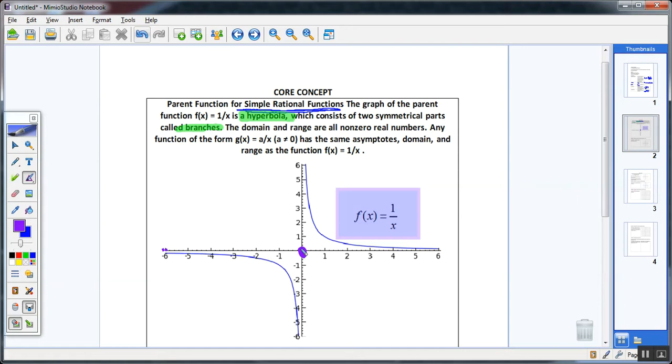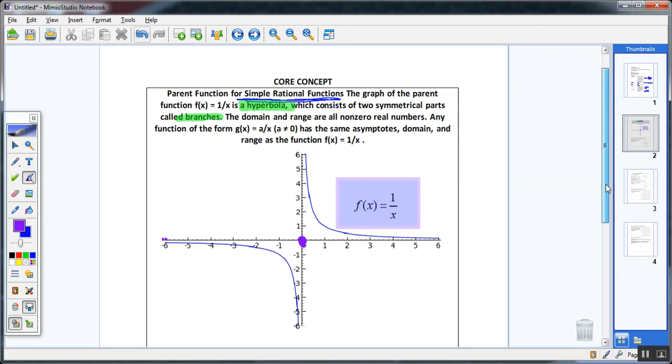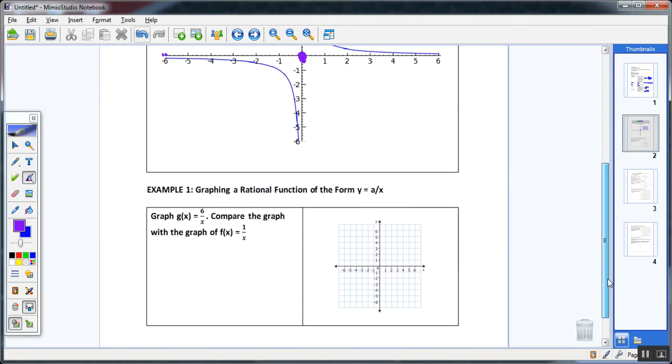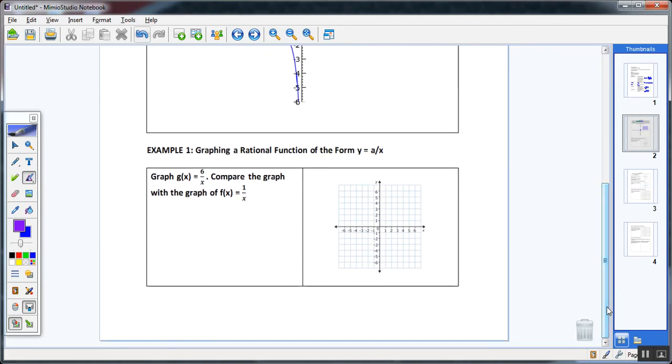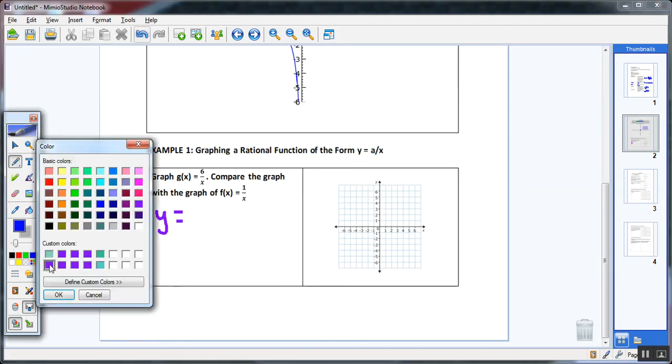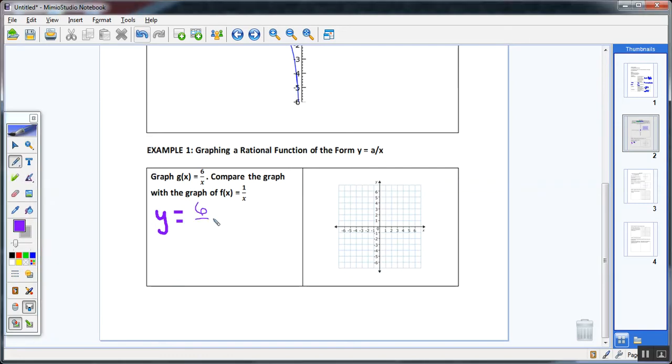Okay, now we're going to start looking at how we transition stuff here. So right down here, it says graphing a rational function of the form y equals what, kids? Okay, it's pretty simple. You're going to have the same shape, but what I like to tell kids is figure out your curve. Okay, and then it says compare that to the graph of 1 over x. So what are we graphing here, kids? Y equals 6 over x. Is that what we're graphing, kids?